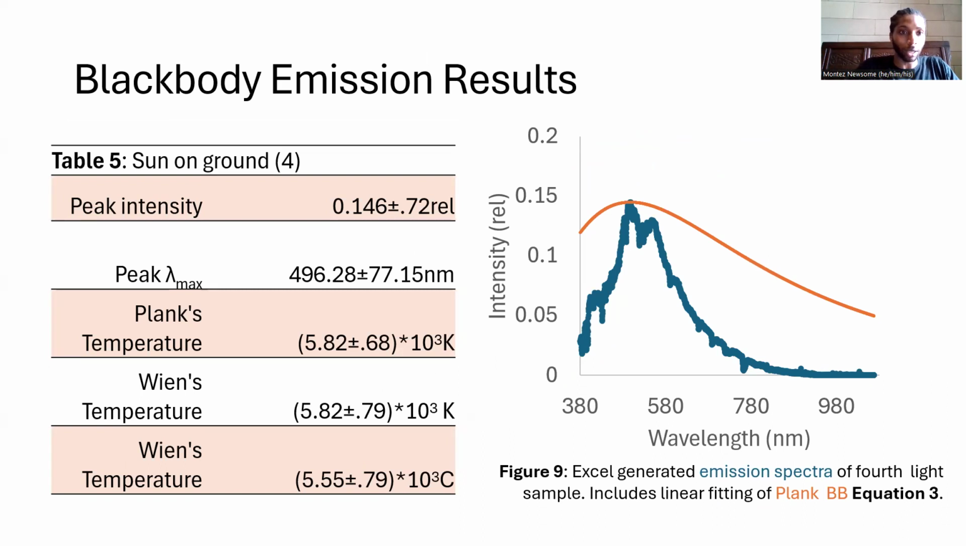And now the sun on the ground, taken with our photo octave table because it was a sunny day. The peak intensity was 0.146 plus or minus 0.72. And then the peak wavelength max was 496.28 plus or minus 77.15 nanometers. And then the Planck temperature and the Wien's temperature are both shown here. But keep in mind that these are temperatures of the sun. And the temperature of the sun is about 14 million degrees.